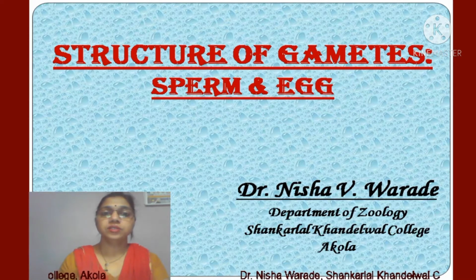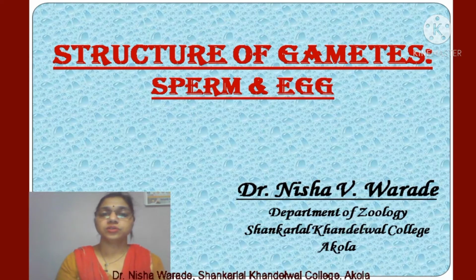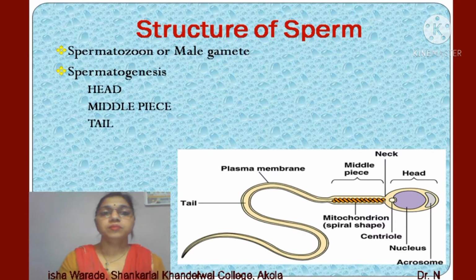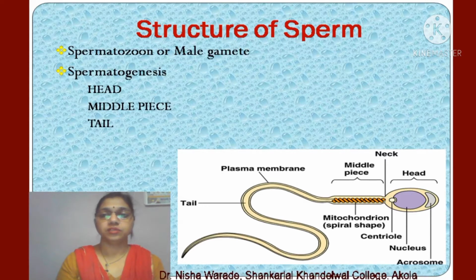In today's lecture, we will see in detail the structure of sperm and egg. First, we will start with the structure of sperm. Sperm is the male reproductive cell or gamete. It is also known as spermatozoa. Microscopically, it is elongated, haploid, and motile in nature.